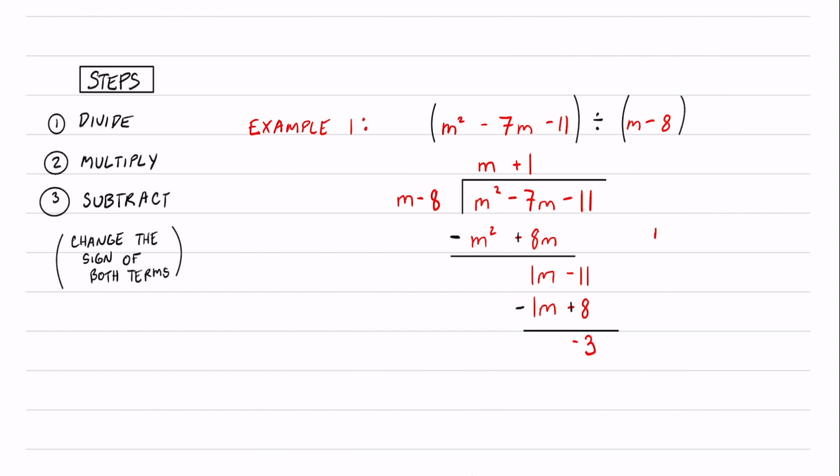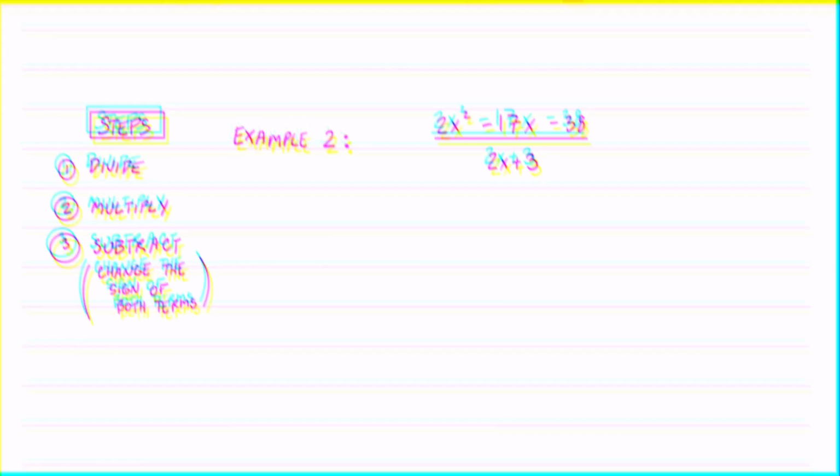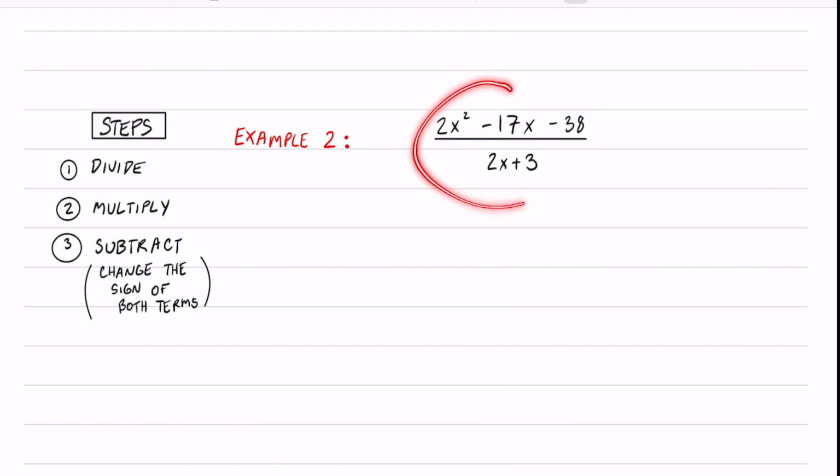Your answer is going to be m plus 1, and kind of like dividing regular numbers, you take your remainder, negative 3, and you put it over your divisor, m minus 8. Bada bing, bada boom. You are done. That is the answer. Here's another way it can show up, written differently, but the same thing.